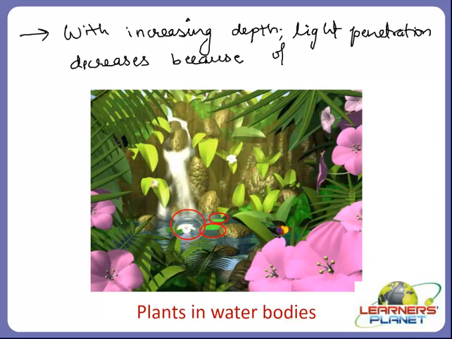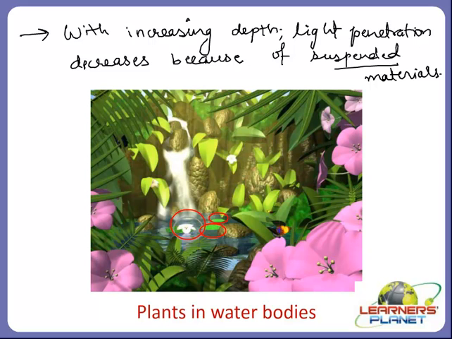Because of suspended materials. Suspended materials means what kind of materials? Yes, mud, sand, silt, etc. So what happens is that with increasing depth, light penetration decreases because of these suspended particles like mud, sand and silt. Therefore, less plants grow on the floor of these water bodies.